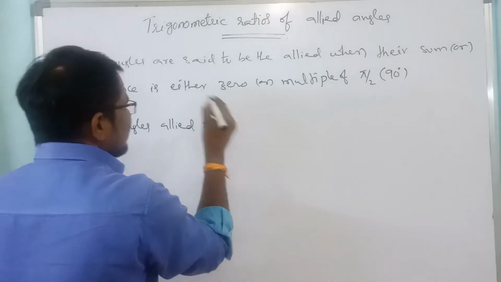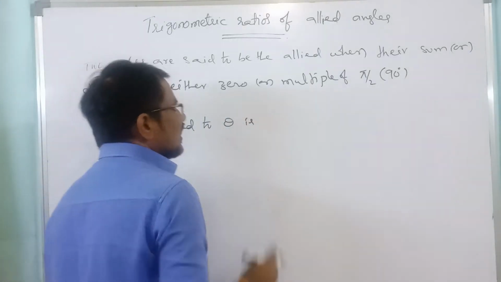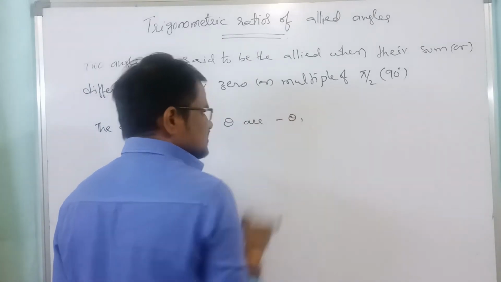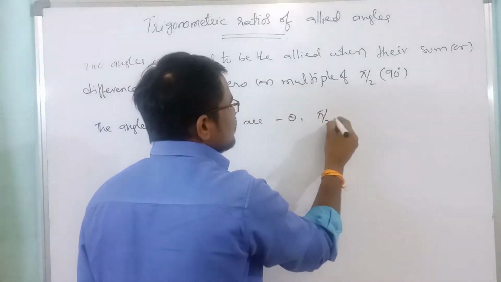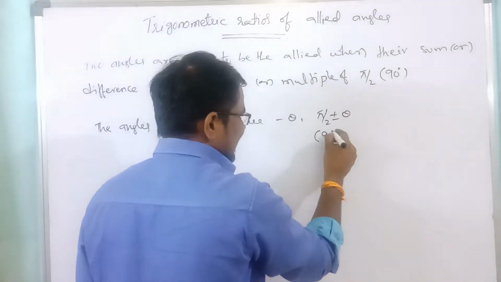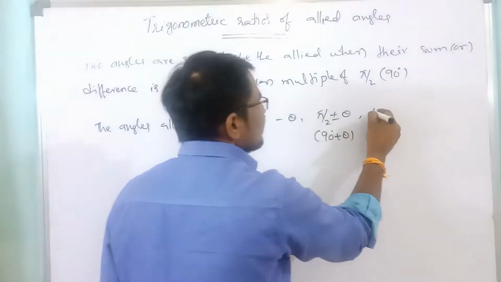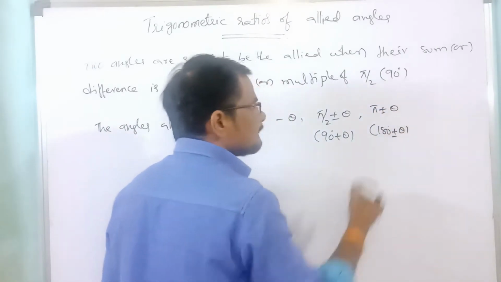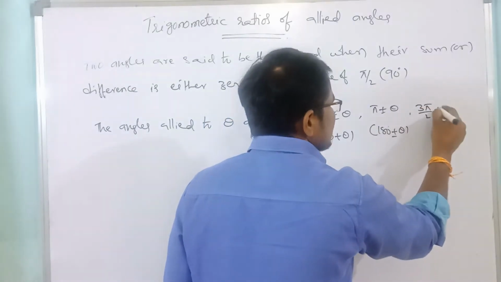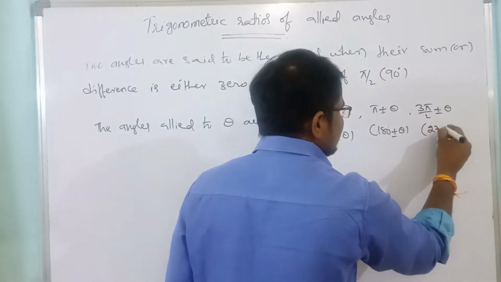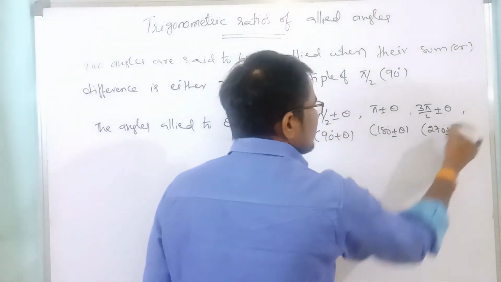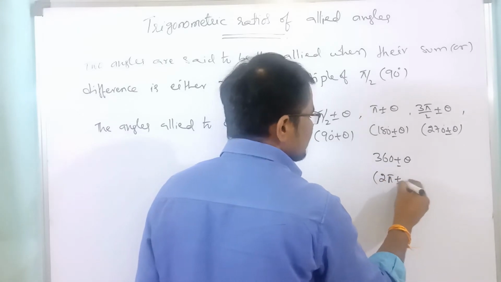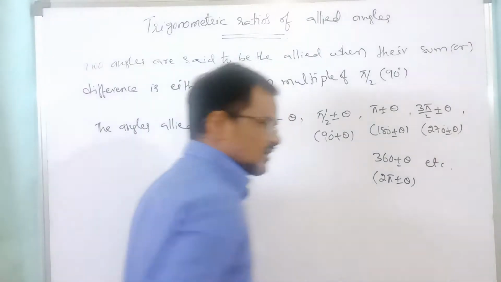For example, the angles allied to one angle theta are many. Minus theta, or pi by 2 plus or minus theta, nothing but 90 plus or minus theta, pi plus or minus theta, nothing but 180 plus or minus theta, 3 pi by 2 plus or minus theta, means 270 plus or minus theta. Next, 360 plus or minus theta, nothing but 2 pi plus or minus theta, etc.